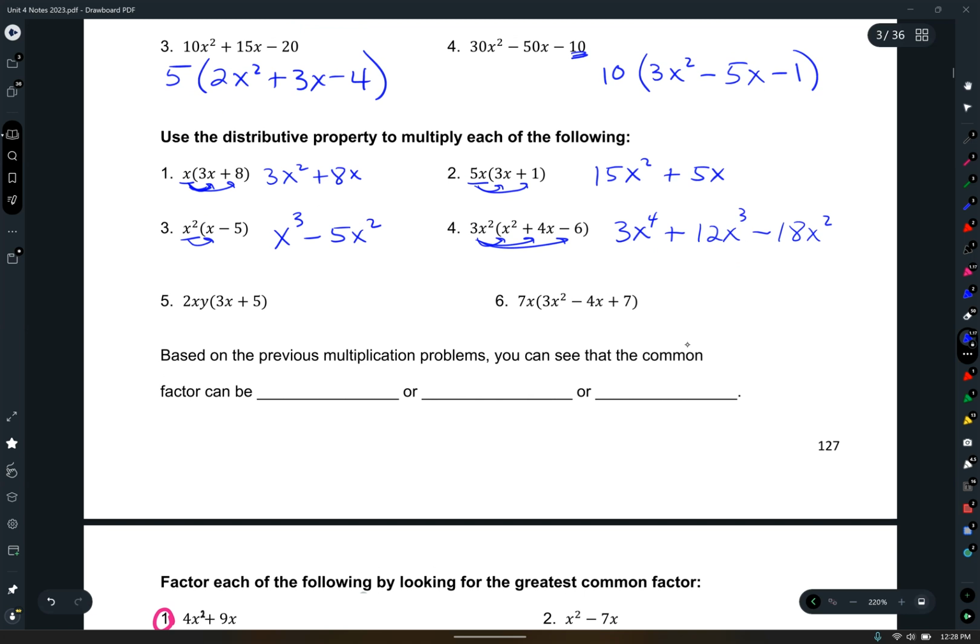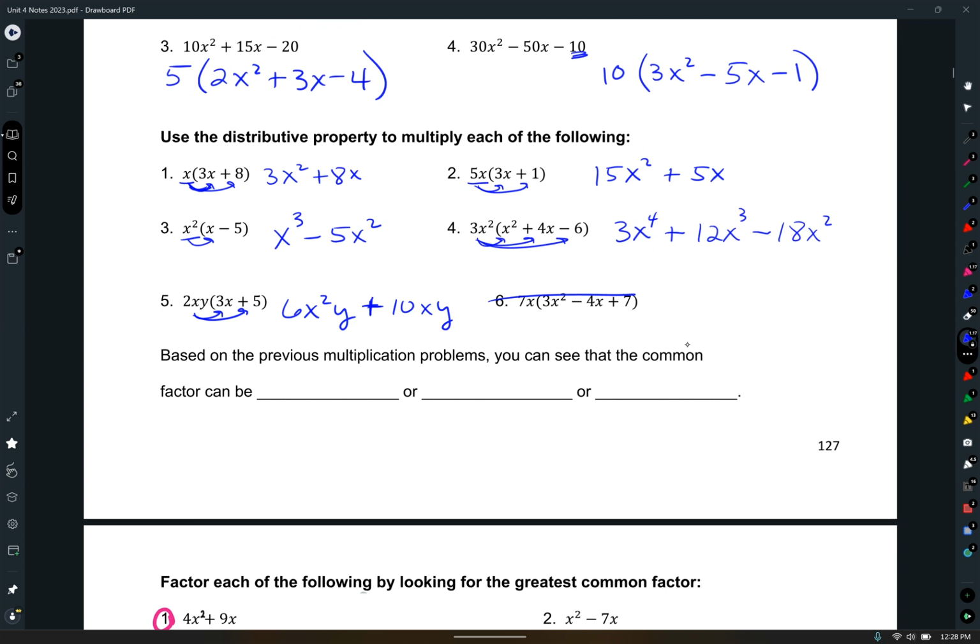And then we'll look at number 5. What if you have more than one variable? That's fine. You still just distribute to everything inside. I'm going to have 6x squared y plus 10xy. And I don't think we need to do number 6.